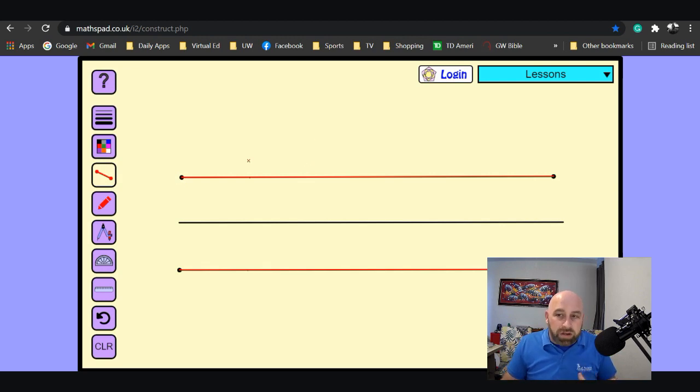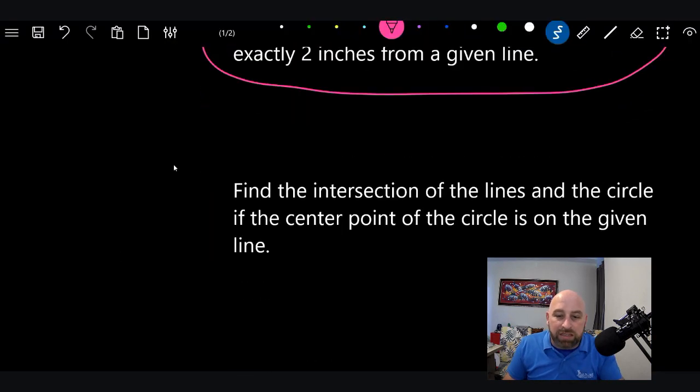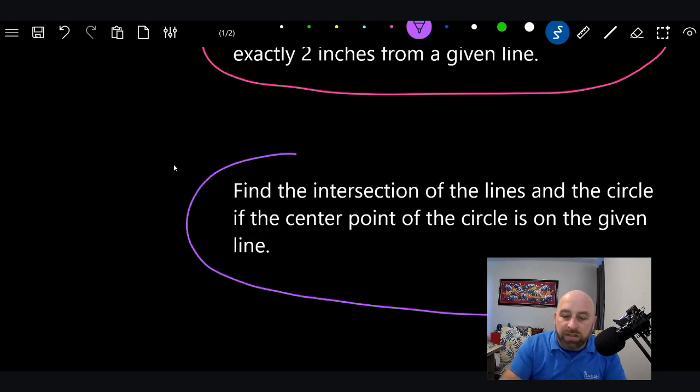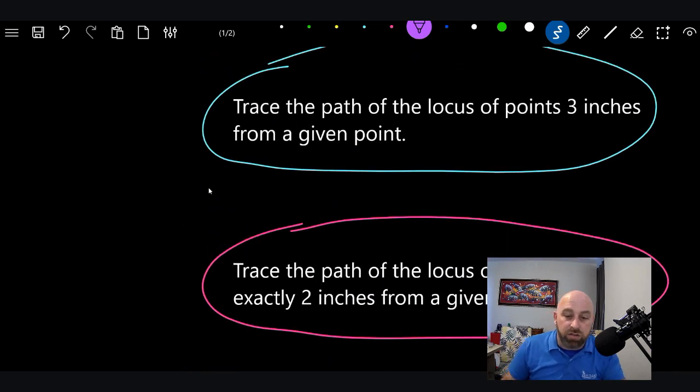So what are we doing here? What's the point of this chapter? Well, let's go down and look at this last one right here. In this last one, this is where the intersection is going to happen. Find the intersection of the lines and the given circle if the center point of the circle is on the given line. So this is using this. So let's use this circle and this set of lines.